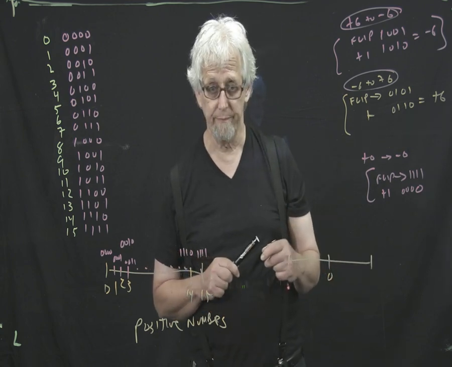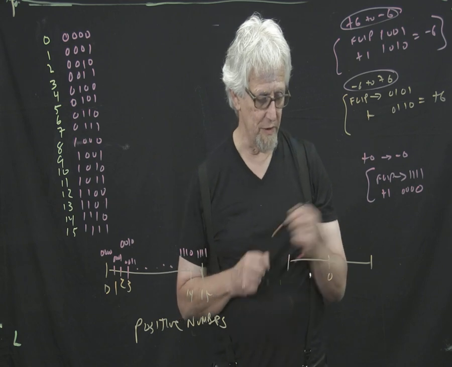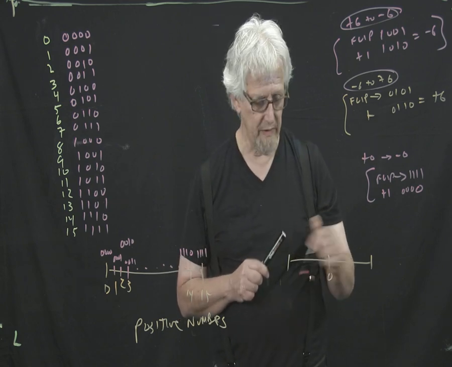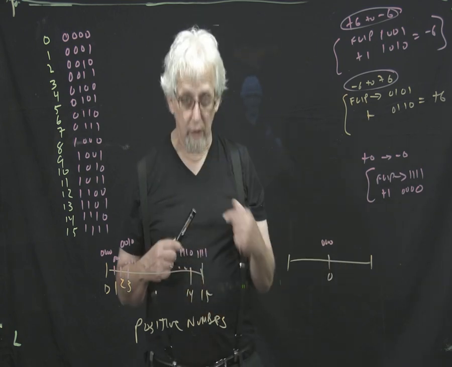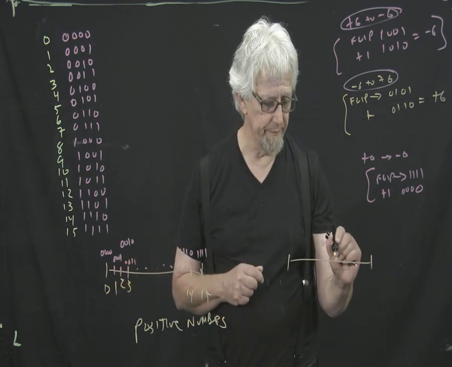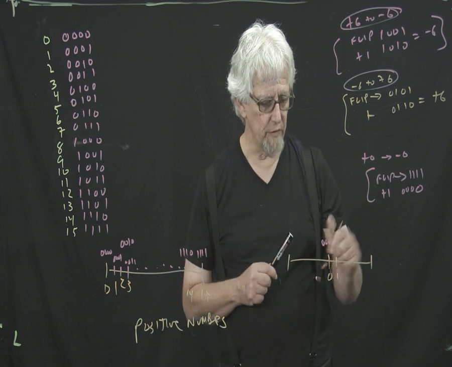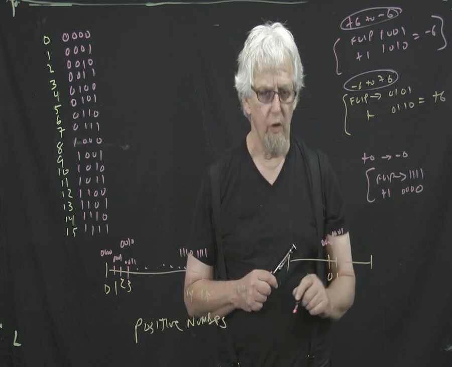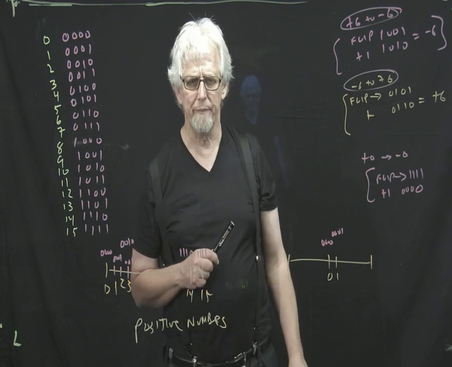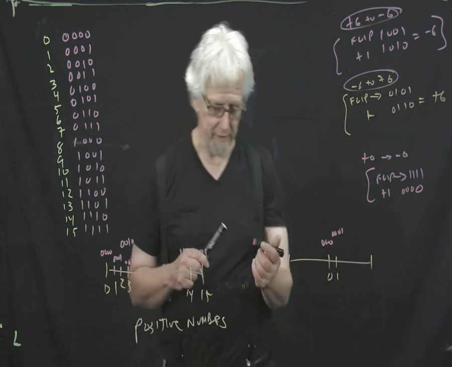Okay? That's just 0, 0, 0, 0. We've seen that. Okay. We know what 1 looks like, right? 0, 0, 0, 1. What's minus 1? Well, let's try it, okay?